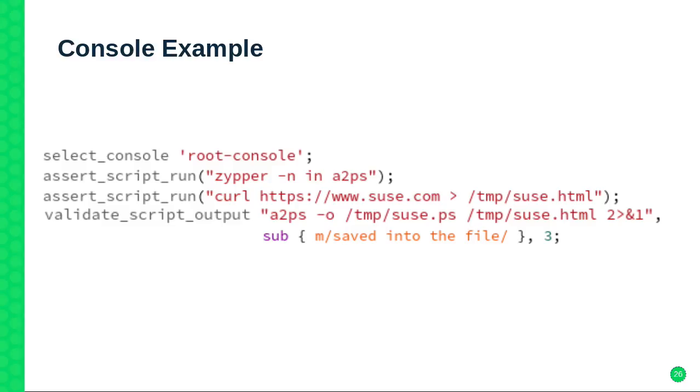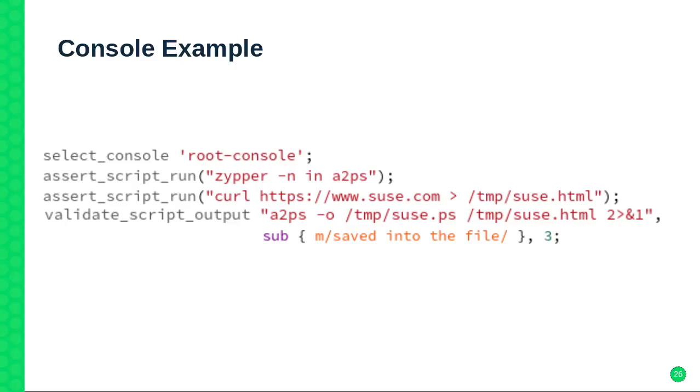We then run a command to install a package. We then run that. Well, we use curl to pull down an example file to make sure that it's working, and then we just validate that that tool, A2PS, correctly works. Job done. So we make sure that A2PS is constantly working.